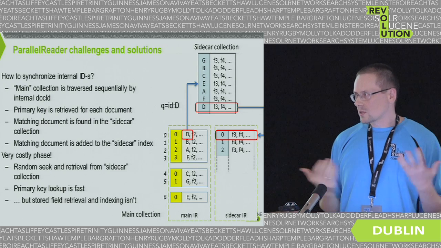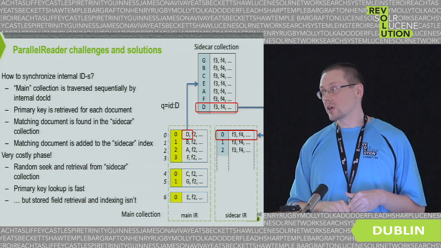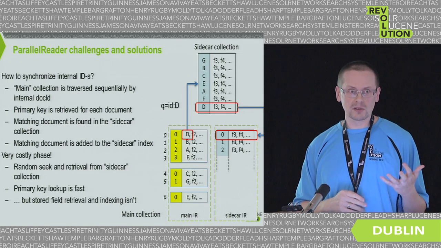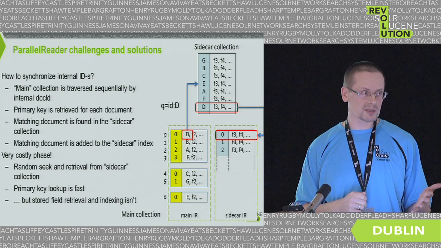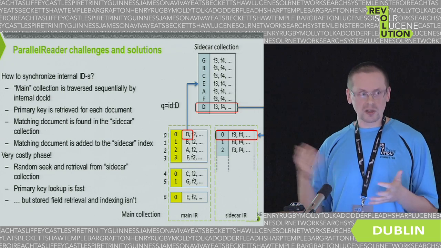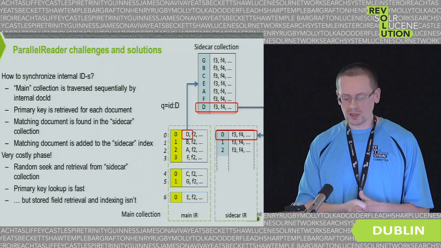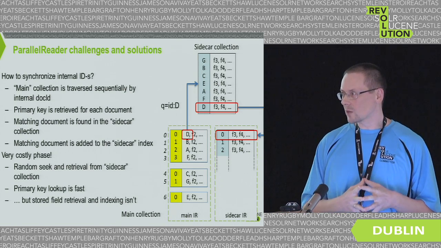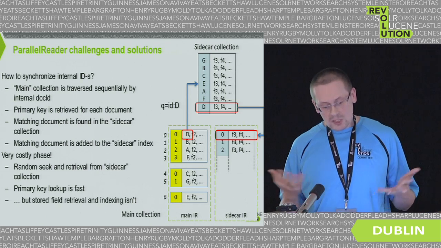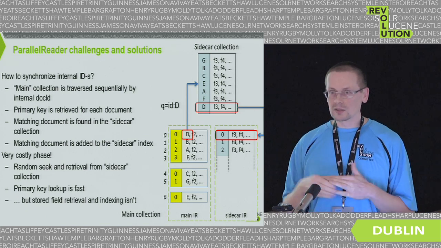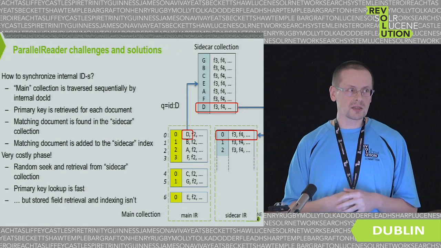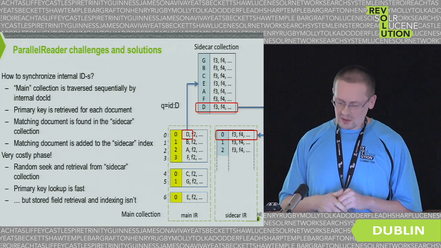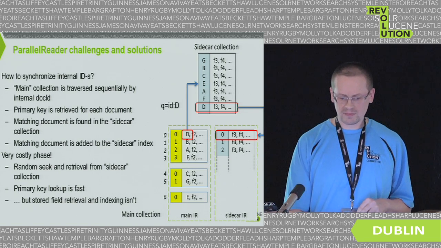Of course, as you can expect, this is a very costly phase. Basically, we have to do a random search on the sidecar collection for every document in the primary collection. So it's a very costly phase. Fortunately, primary key lookup is very fast. Still, stored field retrieval and then indexing those fields in the sidecar index still has some cost. But we can optimize, and also we can cheat a little bit.